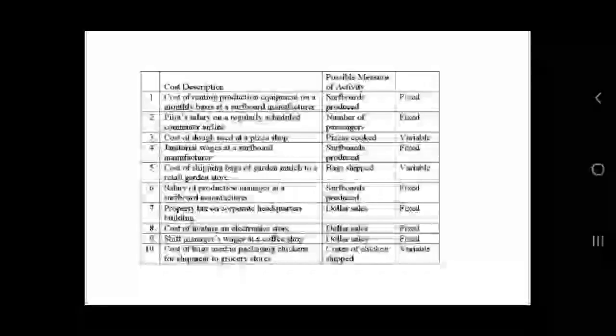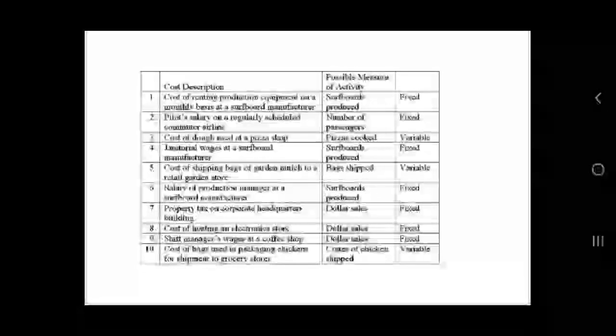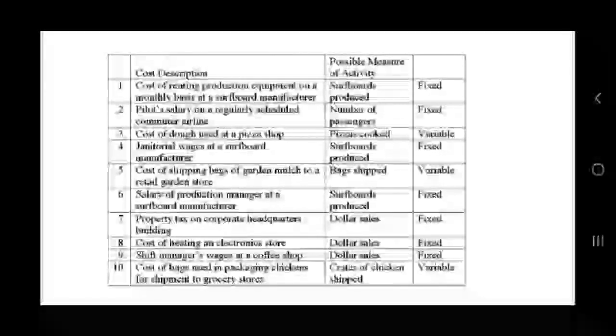Hi everybody, this is one of the questions that you have seen in the last assignment. I think it is question number 11. In question number 11, you are given a list of costs, and the question asks you to identify which ones are fixed costs and which ones are variable costs. So here is the answer for this question. Let's see them one by one.